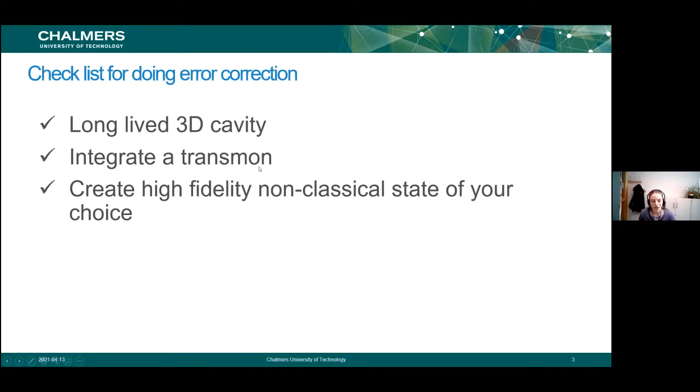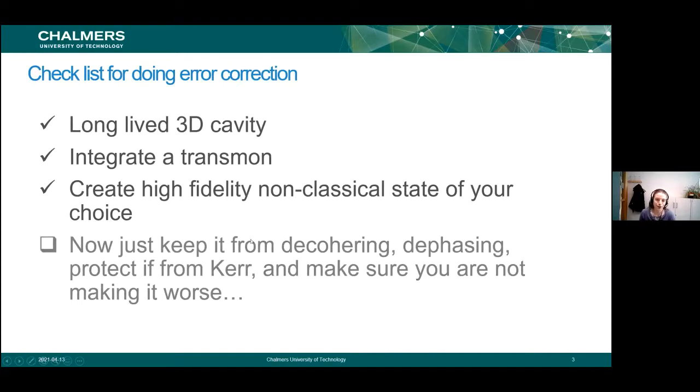And then there is just one more step, now you just keep it from decohering, dephasing. You have to protect it from Kerr evolution, and then whatever you are doing, whether it is this active way of measuring the syndrome of your error, or if you're just doing it autonomously, you still have to make sure that you are not making it much worse than it was.